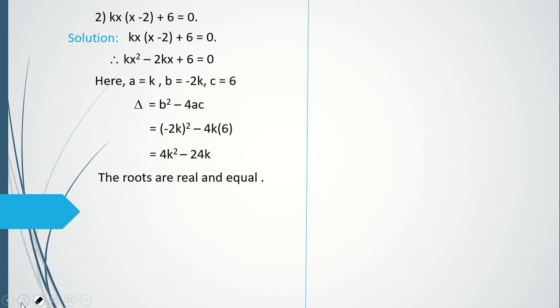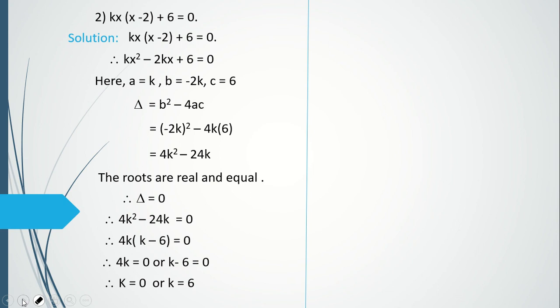Now here the roots are real and equal, delta is 0, that means equate that to 0. Take 4k common. Therefore 4k is 0 or k minus 6 is equal to 0. Therefore k is equal to 0 or k is equal to 6.